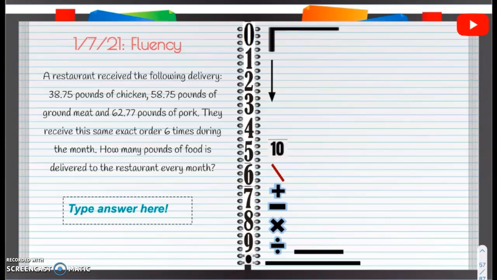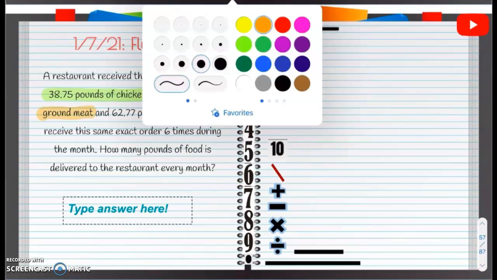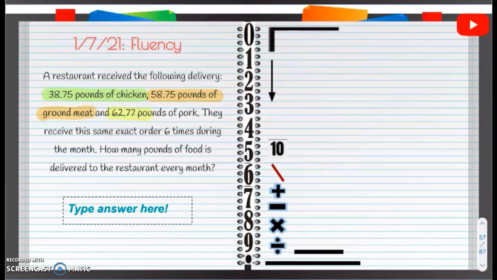So first of all, what we need to take a look at is this 38 and 75 hundredths pounds of chicken. We need to look at the 58.75 pounds of ground meat, and the 62 and 77 hundredths pounds of pork. So we need to add those together first. So let's add them up. Remember, when we're adding or subtracting decimals, line them up.